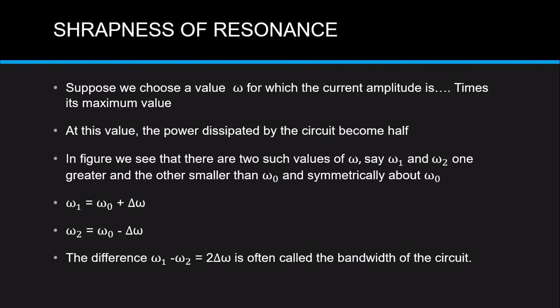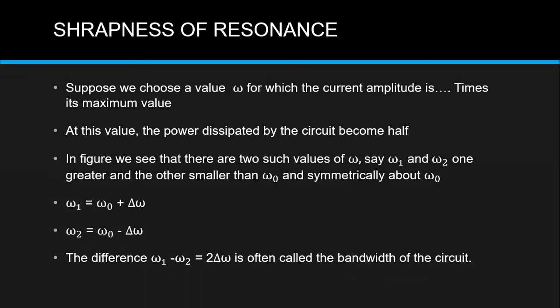At this value, the power dissipated by the circuit becomes half. In the figure, we see that there are two such values of frequency, one omega 1 and the other omega 2, one greater and the other smaller than omega 0, symmetrically about omega 0. Here omega 1 equals omega 0 plus delta omega. We are adding the difference delta omega to omega 0, so we get the omega 1 frequency. And omega 2 equals omega 0 minus delta omega.